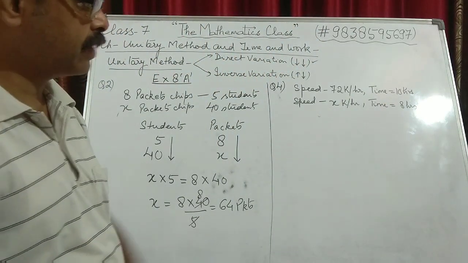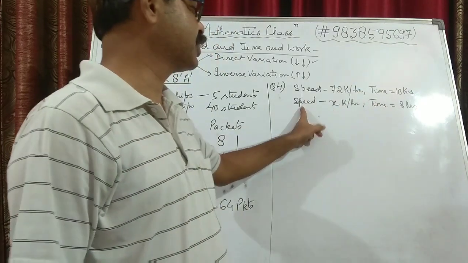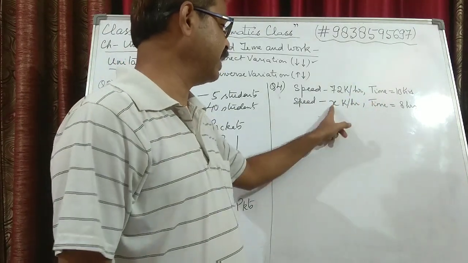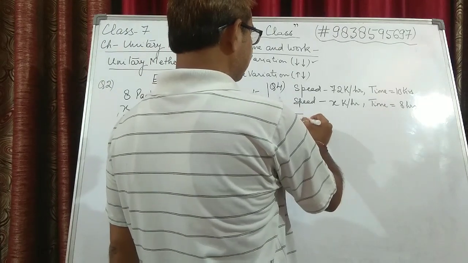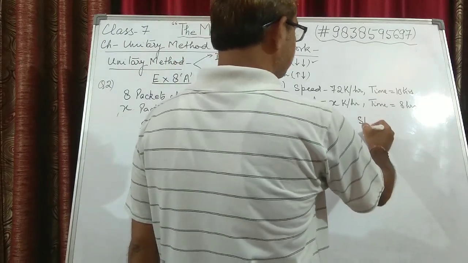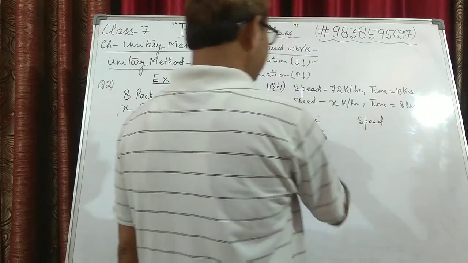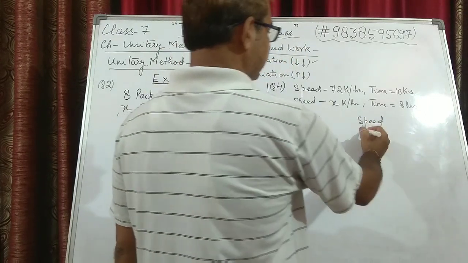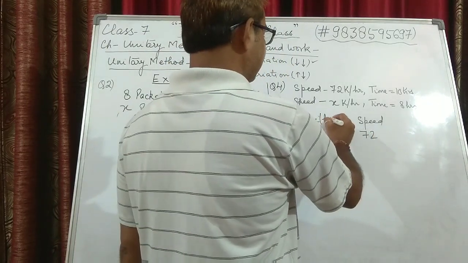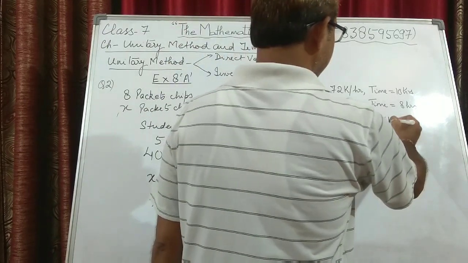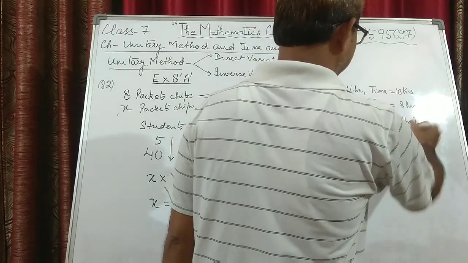Now how are we going to write? First we will write time, then we will write speed, because time is given and speed x we have to find. So I am making a table. First it will be time and then speed. In 10 hours, speed is how much? 72 km per hour. You can write time in hours and speed in kilometers per hour.